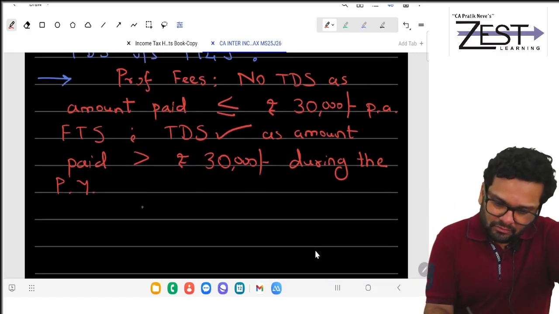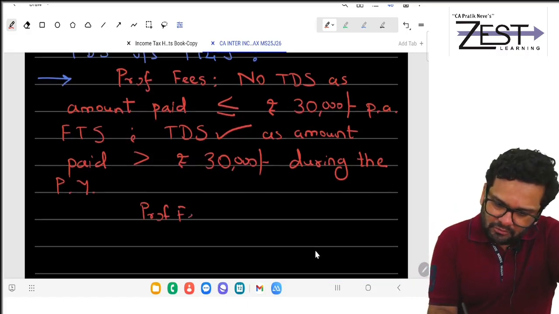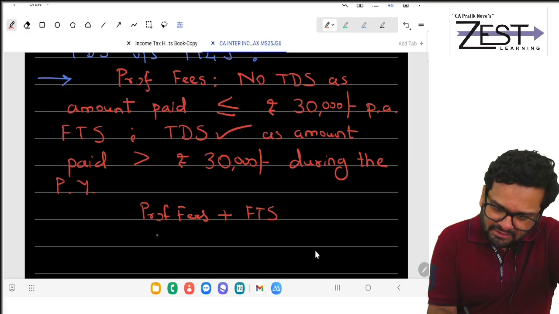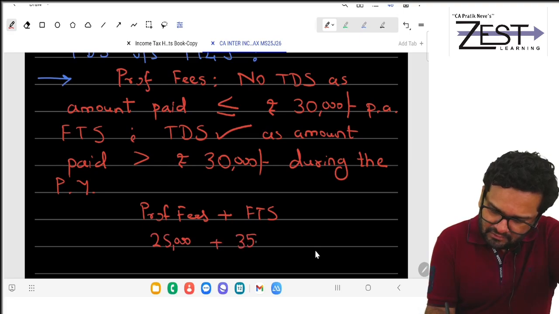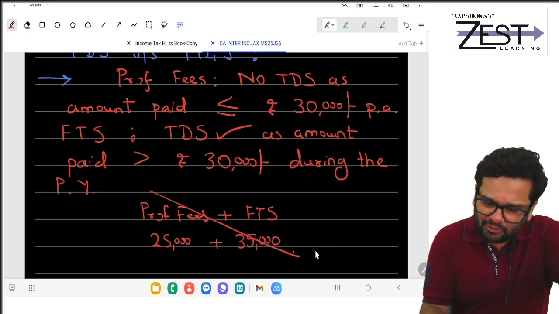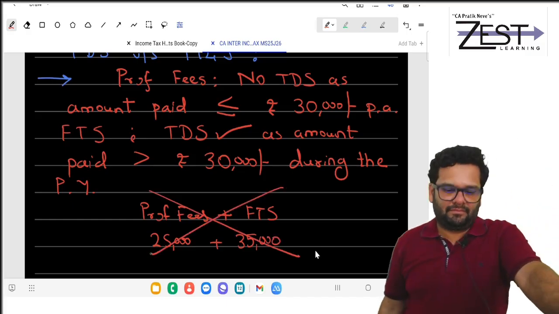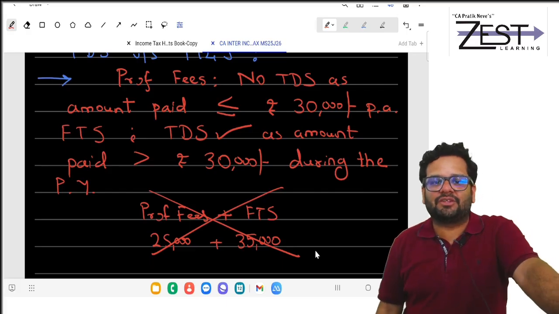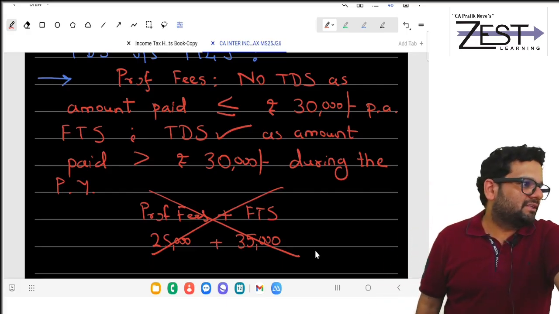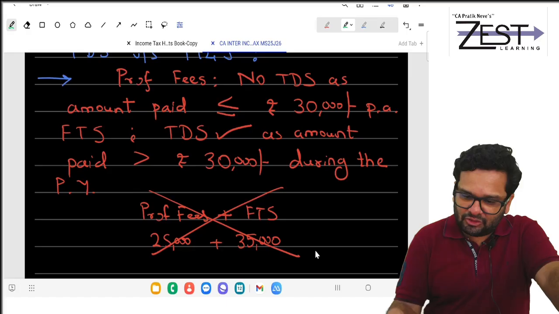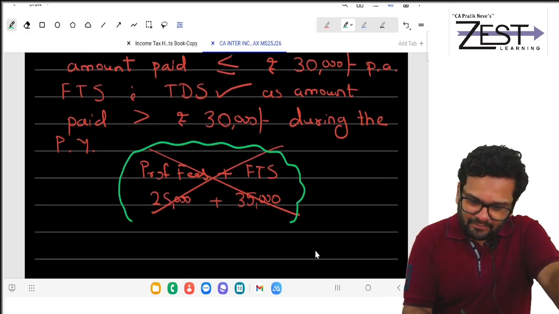Don't do professional fees plus FTS, means 25 plus 35. This is not allowed. This is the point. So see, if you do such visual things, it will click fast to you. One day before exam, you don't have to do time pass. You have to just look at this. You will understand that this is not to be done.